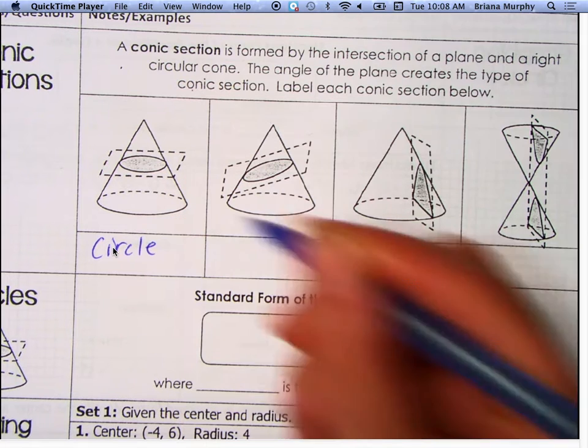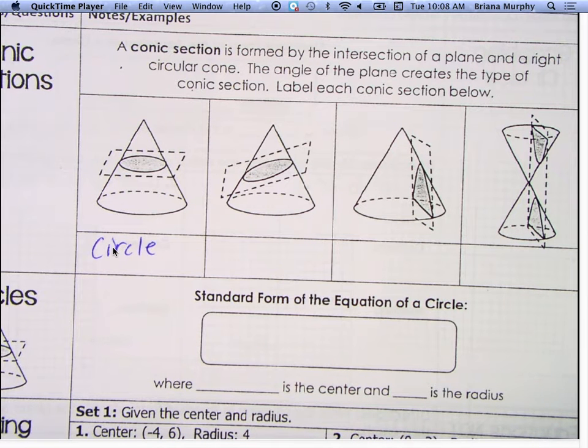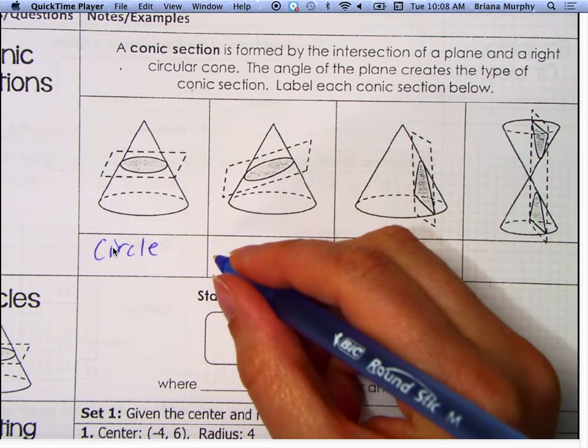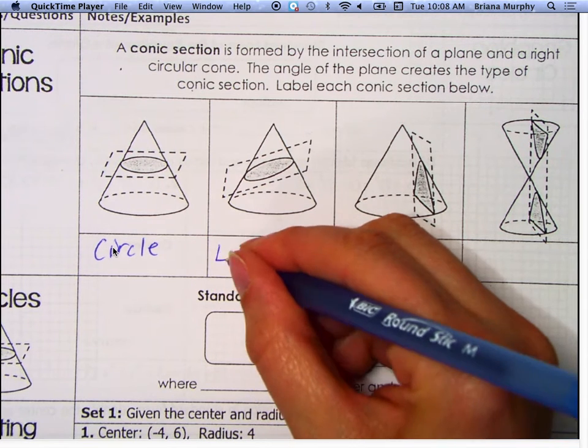Okay, now instead of cutting it straight across, parallel to the bottom, I'm cutting from the side. What kind of shape do you think that'll be? Oval. And an oval in super math fancy terms is called an ellipse.